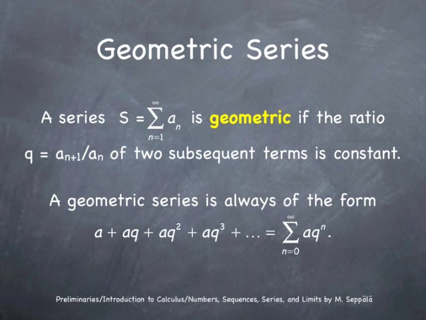Now, an important question is to figure out when the geometric series, the summation over n from 1 to infinity of a times q to the power n, actually evaluates to a finite number. We will later see that this happens always when the absolute value of q is less than 1.